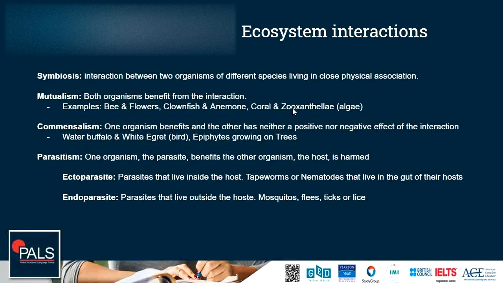And then there are endoparasites. Endoparasites are parasites that live inside the host. Tapeworms, nematodes that live in the gut of the host animal. Again, if you take notes or something, swap the two terms. Ectoparasites are the ones that live on the outside. Endoparasites are the ones that live inside the host. So these are the three forms of close relationships between organisms: symbiosis, mutualism, commensalism, and parasitism.